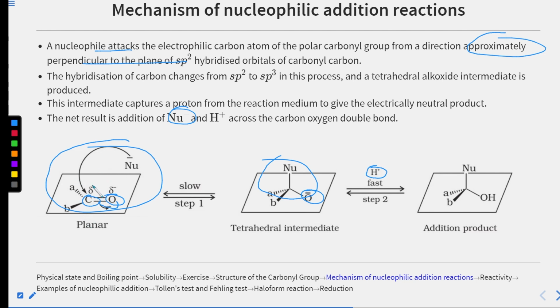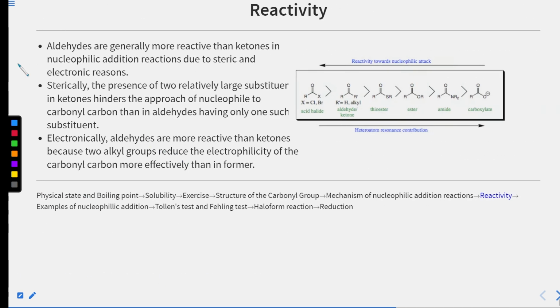Now what happens if we are changing this partial positive charge in some way by changing the substituent, that is A and B? Based on that, we can change the reactivity, or we can compare the reactivity of two given molecules, that is, which one will react fast and which one will react slow. Now let us see this.